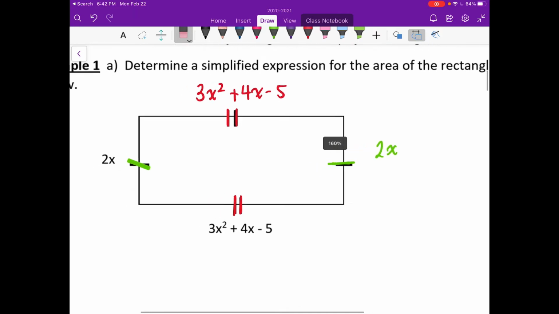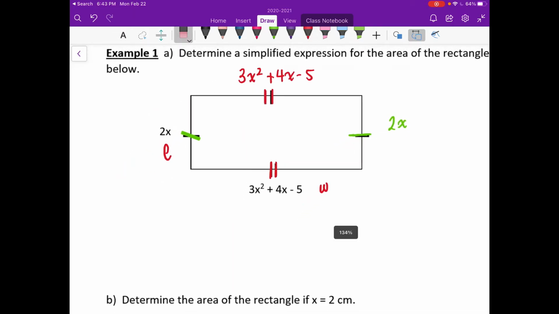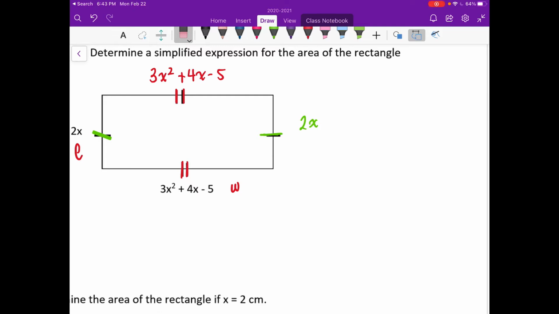So let's go in here and say, okay, which one's going to be our length and which one's going to be our width? I'm going to make that length and this width. It doesn't really matter what side you make what, as long as one is length and one is width. Okay, so that's the length and that's the width. Now we're going to write the expression for area. What is area? Area is equal to length multiplied by width. Right, so length times width.